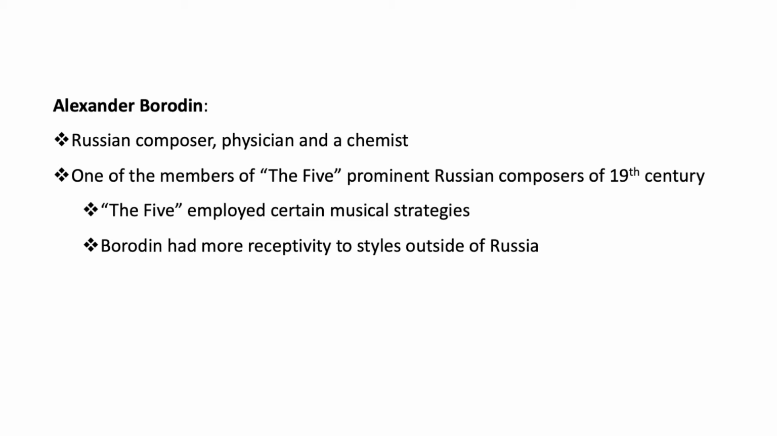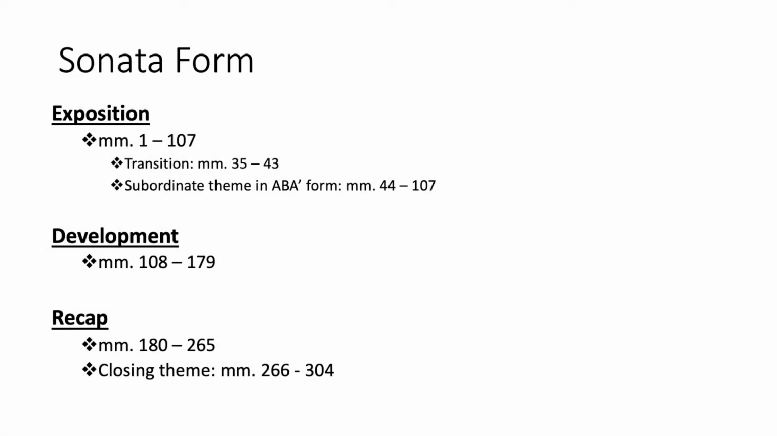However, Borodin slightly differed from his cohorts because of his greater receptivity to Western European styles, which is very prominent in his simple and clear-cut sonata form of the string quartet first movement. This movement's principal key is D major, however, it shifts tonalities throughout, which I will mention as I show my analysis further on. This movement is in a very simple and straightforward sonata form.